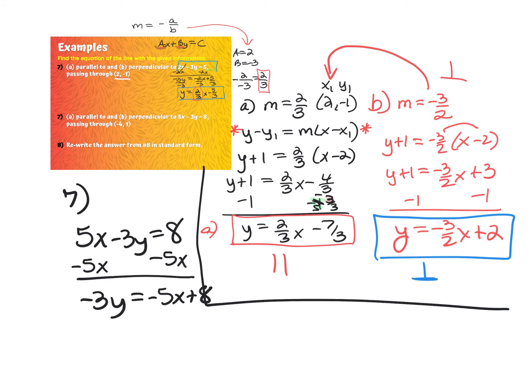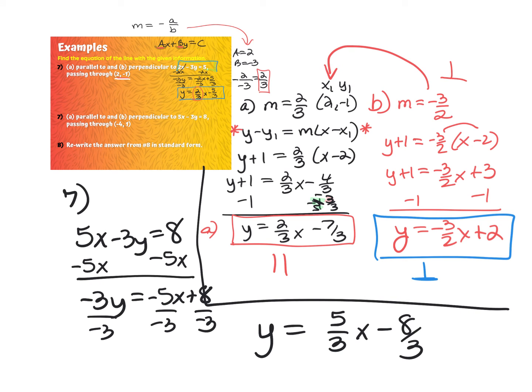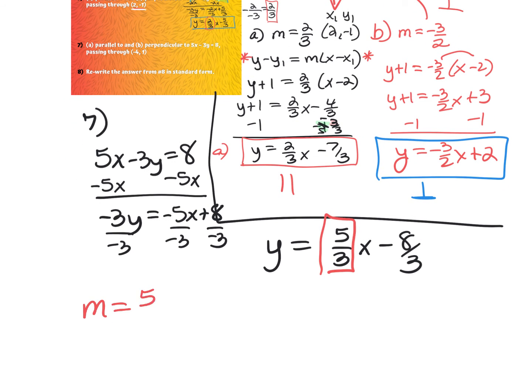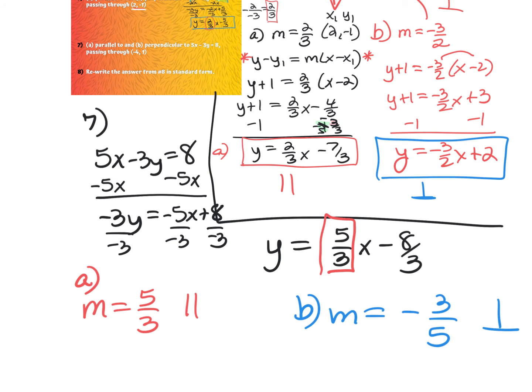-5x plus 8. Divide everything by -3. And the slope-intercept form of this is going to be y equals +5/3 x minus 8/3. Now, the only thing I'm taking from this rearranged equation is the slope. So this is my m that I'm using for my parallel line. For my perpendicular slope, I'm going to be using the opposite reciprocal. So this will be the one for part B. This will be the slope for answer A.